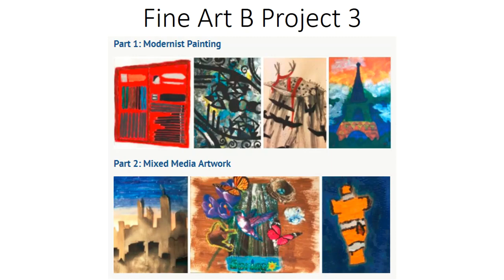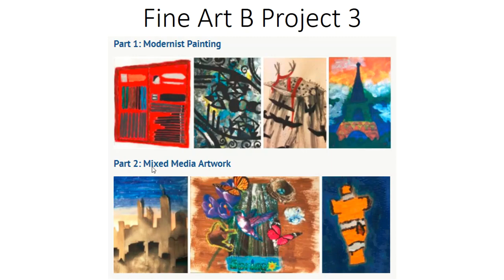There are two parts to this project. Part 1 is to paint a modernist painting, and here are some examples of student work. We've got a couple of paintings that are not representational, that are more abstract, and then we have a couple of modernist paintings that are representational.